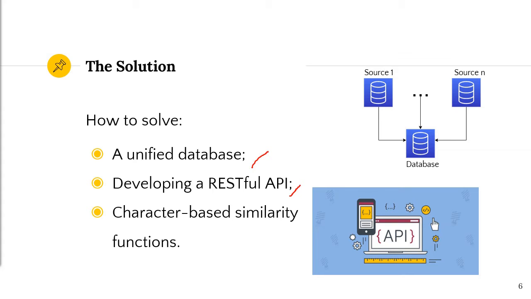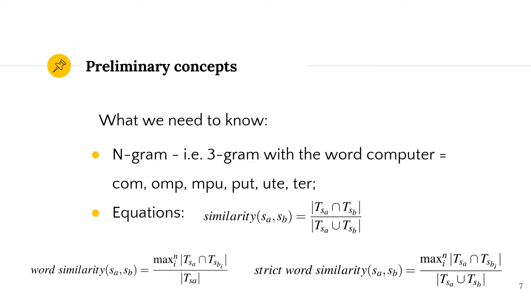The final step was to deal with typing errors and variations in writing, and in order to solve that, we chose to apply character-based similarity functions, where strings are lexically similar if they have a close character sequence. First of all, we need to know the n-gram concept, because the similarity functions used are based on them. Basically, n-grams are a sequence of n elements that appear in a text. In this simple example with 3-grams, the word computer becomes a set of 6 strings that have 3 characters each.